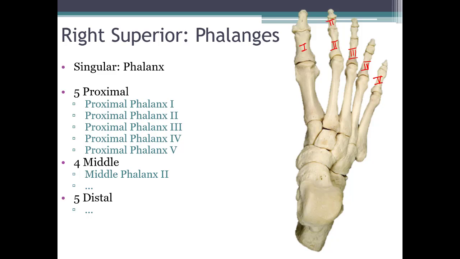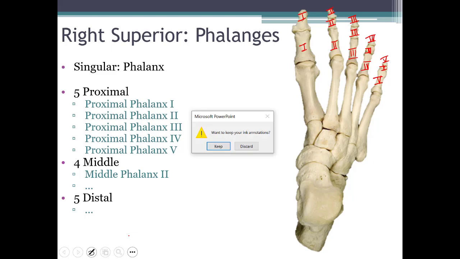We have only 4 middle phalanges. And then we have 5 distal phalanges. So again, that hallux is missing the middle phalanx. So let's draw that into our foot, and then we will be done.